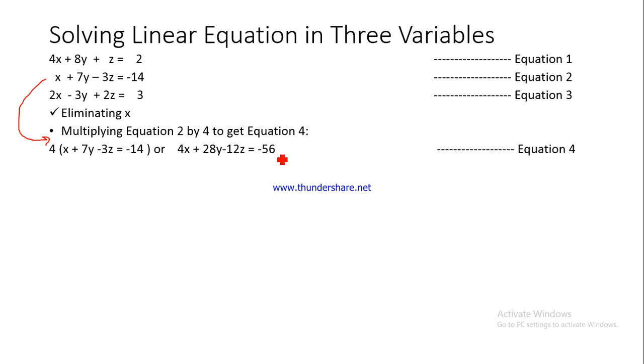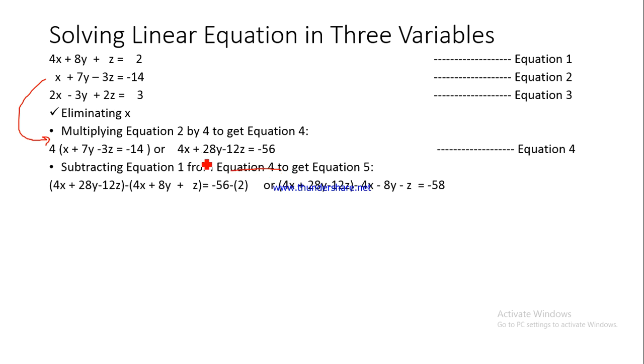Now you can guess what is going to be the next step. We simply have to use the other equation that we had, this one, and we have to subtract one from the other so that we are able to eliminate 4x. So subtracting equation 1 from equation 4. So what are we going to do? We are going to subtract equation 1 from equation 4. So what is equation 4? This is equation 4. We have to subtract from equation 4 equation 1. So we are doing it for the left hand sides here.